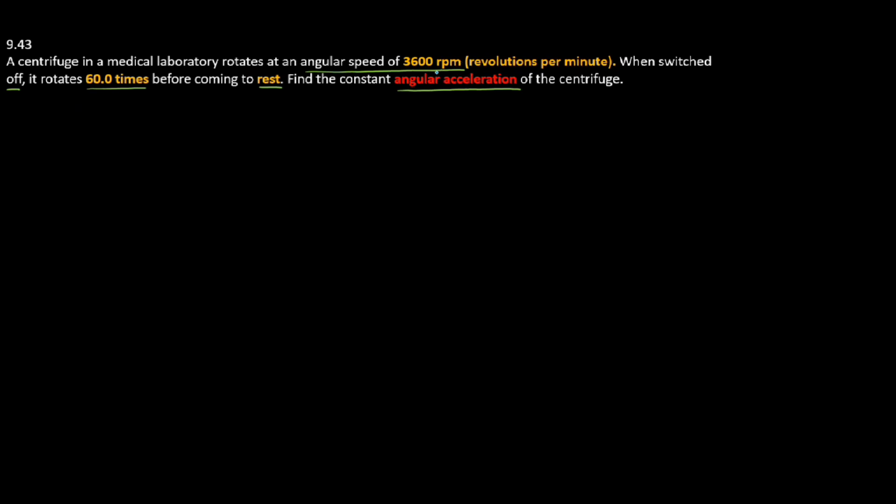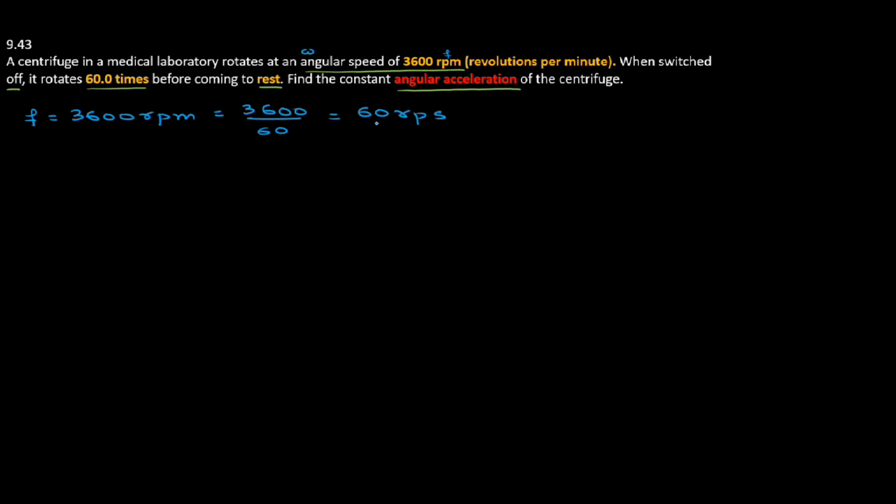Now revolution per minute is the unit of frequency. So even though it says angular speed here, what we have been given is not the value of omega, which is angular speed, but the frequency. Because revolution per minute and revolution per second are units of frequency. So I can write my frequency f to be 3600 revolution per minute. I can convert this to revolution per second by dividing this number by 60. And when you do that, you get your frequency as 60 revolution per second.